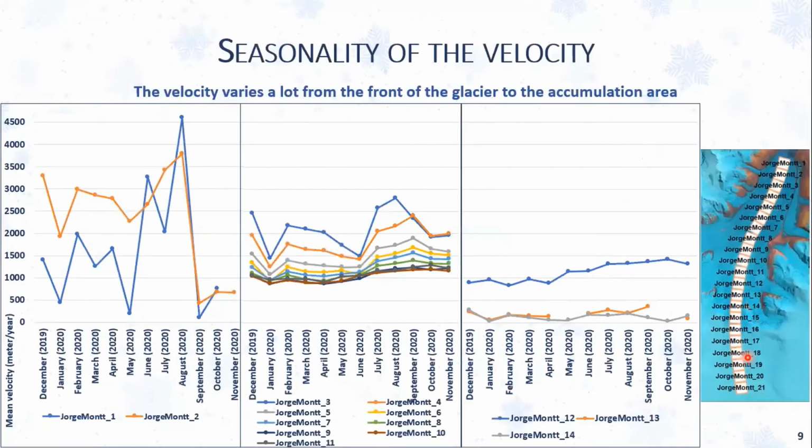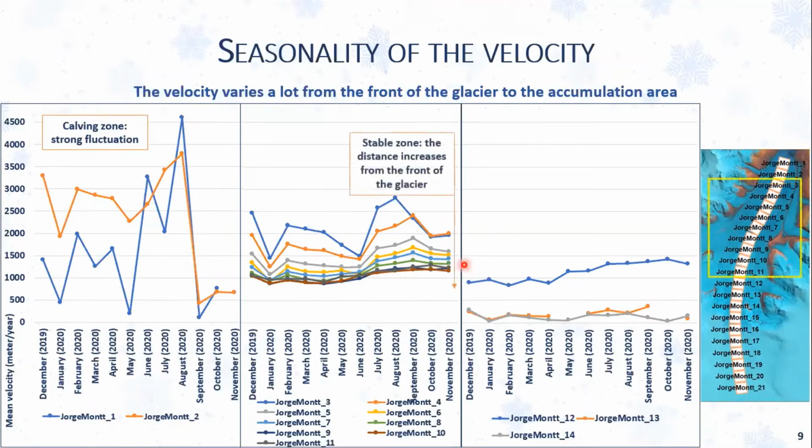And now I would like to show you the seasonality of the velocity, because the velocity varies a lot from the front of the glacier to the accumulation area. Here on the first picture, you can see the Hoarhamont 1 and 2 sampled areas, which are here at the front of the glacier. And you can see a really strong fluctuation in the velocity. This can be caused by calving.